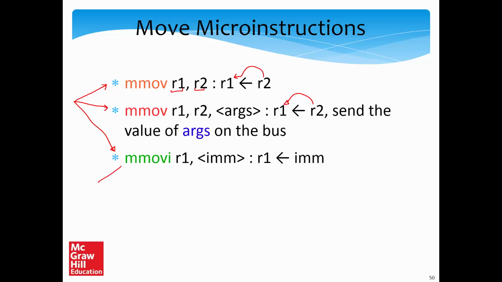And we have M move I. M move I is M move immediate, where given an immediate, the immediate is moved into the register R1, the first register, whatever it is. M move I pretty much moves the contents of the immediate into the register.